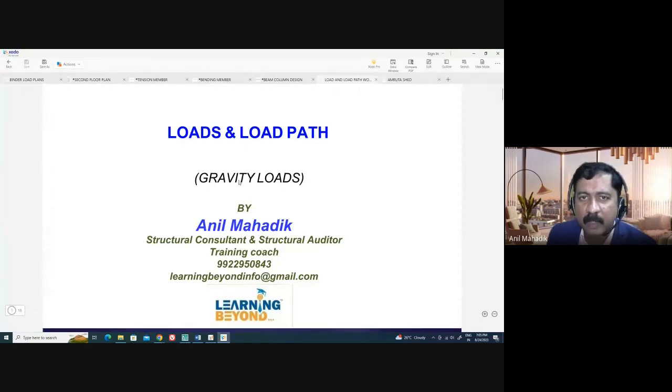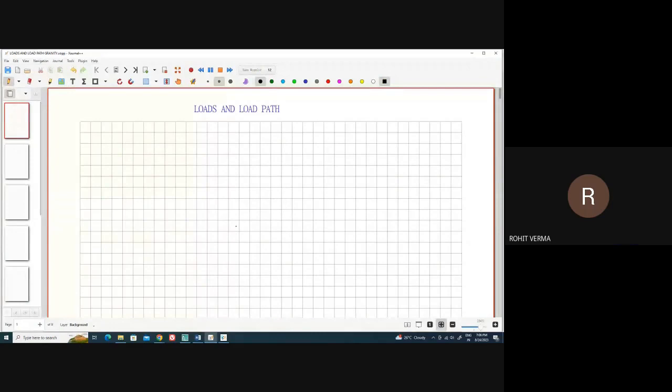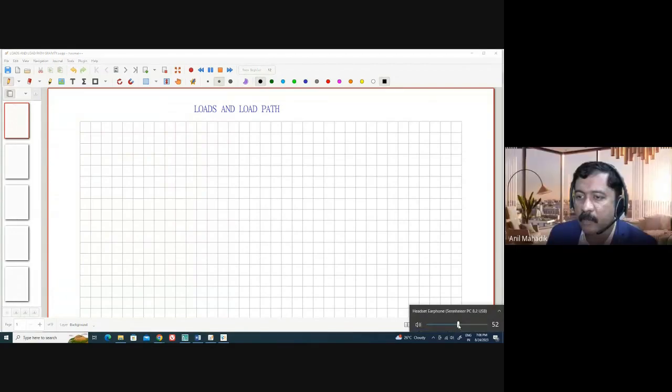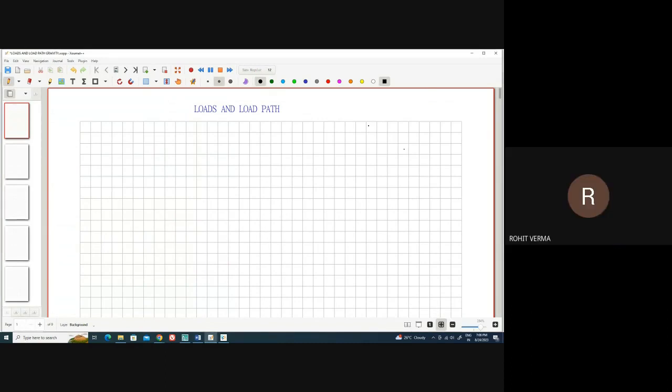Can anybody tell me why this knowledge is required? Loads and load path. We can have interaction in between. कोई बता सकते हैं loads and load path क्यों चाहिए सीखना? Where is this knowledge used? In every structure we have to firstly define the loads. Can you repeat again, please? So in every structure we have to firstly define the loads.